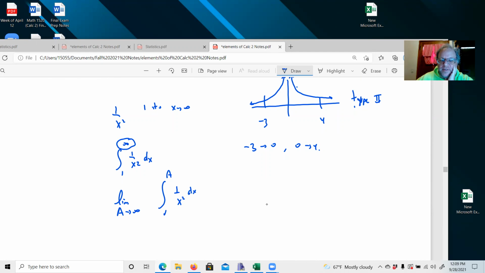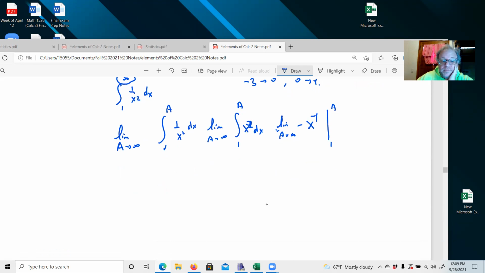Go ahead and integrate this. This is the integral of x to the negative 2 dx from 1 to a. You still have a limit as a goes to infinity. Oops, negative 2. Just use the power rule. So this is negative x to the negative 1, evaluated from 1 to a, limit as a goes to infinity. So this is the limit as a goes to infinity of negative 1 over a, minus negative 1 over 1. Let me plug in the 1.